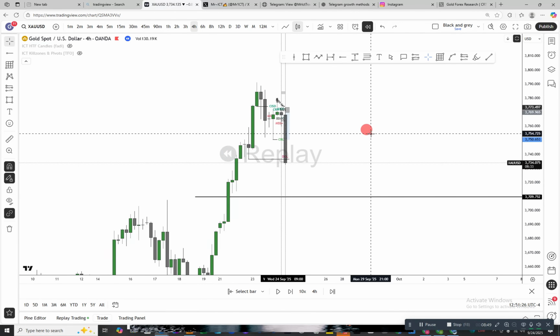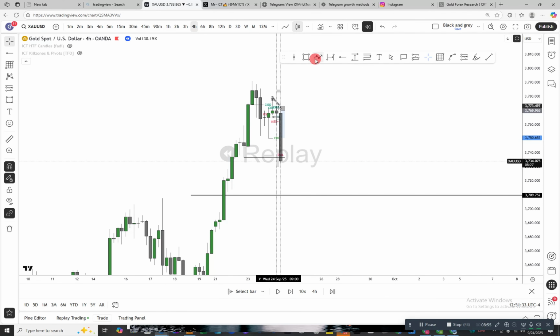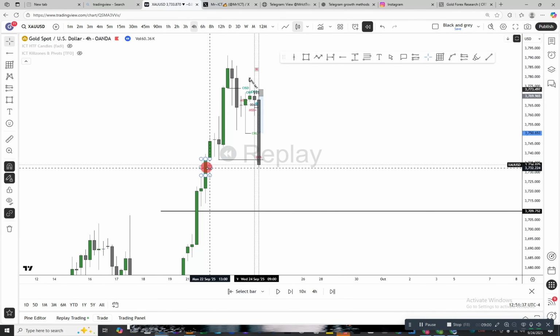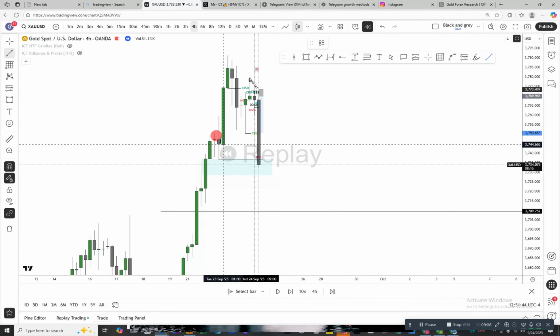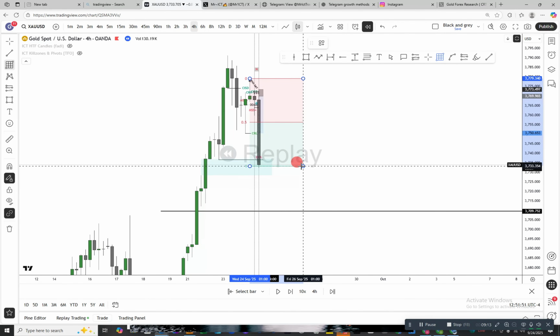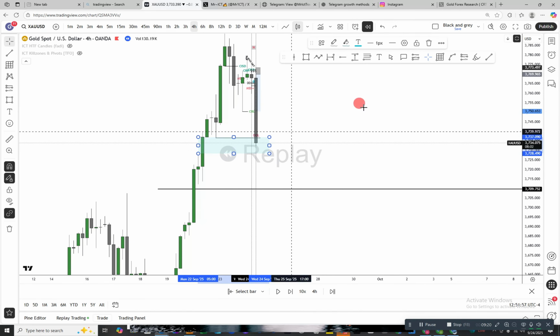For me, this draw on liquidity is already pushed, so this is no more a draw on liquidity. I have this fair value gap where price can react, only can react. If price reacts from this area, it will simply test 50% of this whole move. But I don't think that this area will be respected.